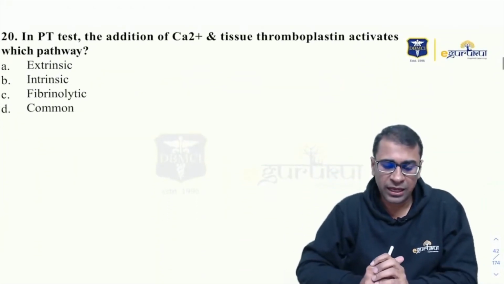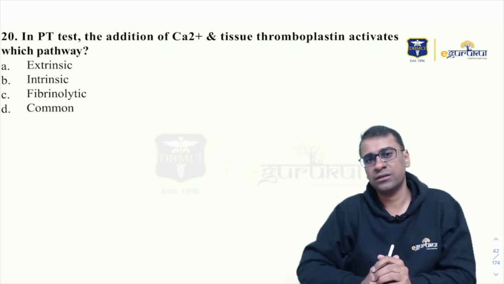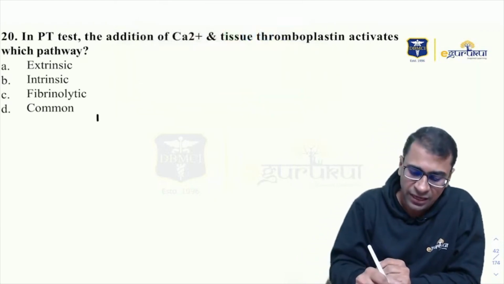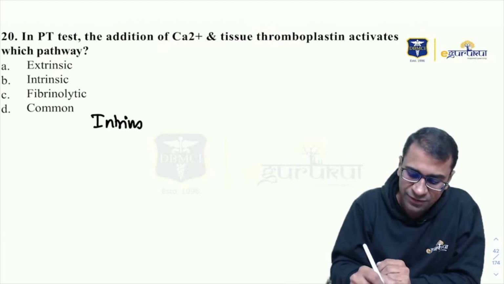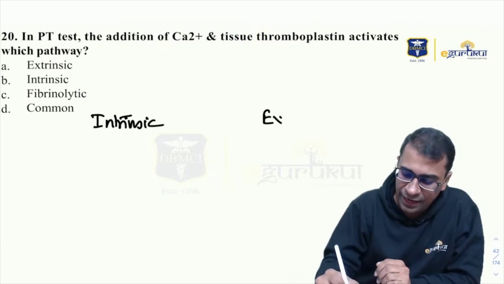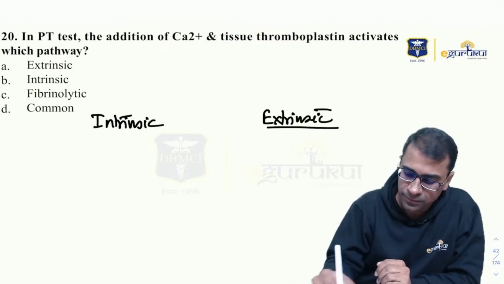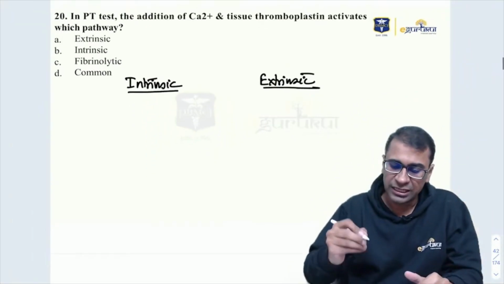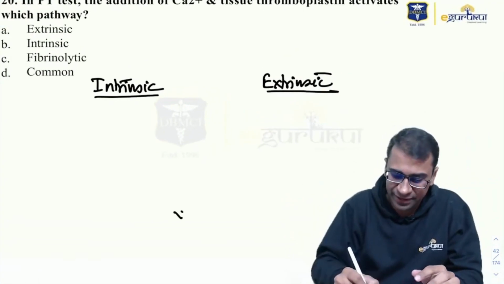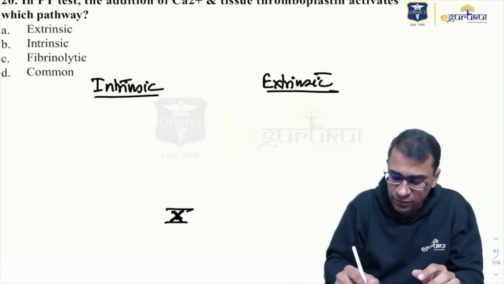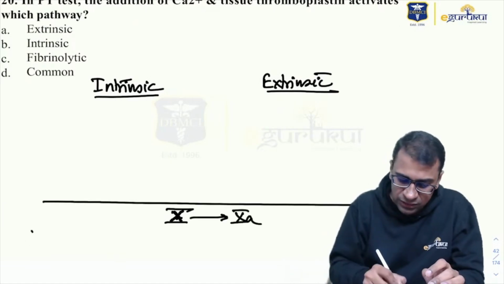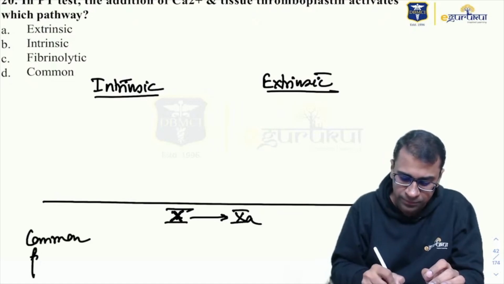Next question. In the PT test, the addition of calcium and tissue thromboplastin activates which pathway? So when you're doing this test, remember the two pathways: intrinsic pathway and extrinsic pathway. Let's make it very simple and see how to remember it. These two pathways both combine on factor 10, to activate it to 10A. This is a common thing occurring here. Because this is common, 10 and 10A is the common pathway.